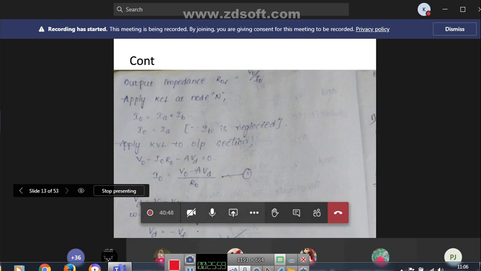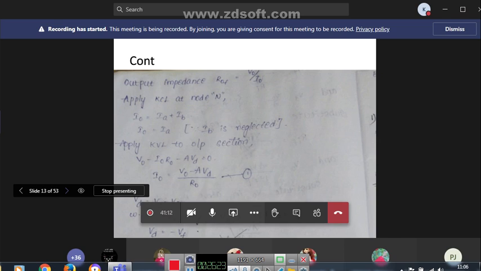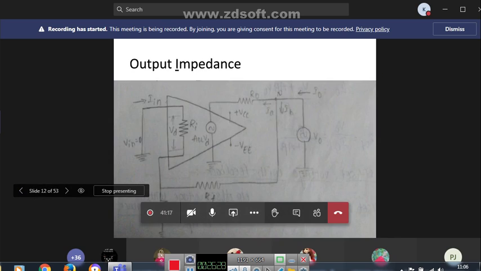See here, the output impedance with feedback, that is R0F equal to V0 by I0, the output voltage by output current. So next apply KCL at this node. Apply KCL at node N. Here we are having two currents, I0 and IA.